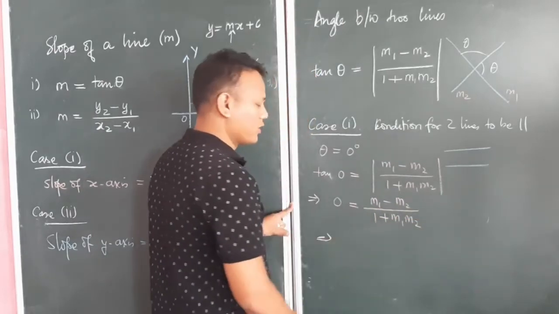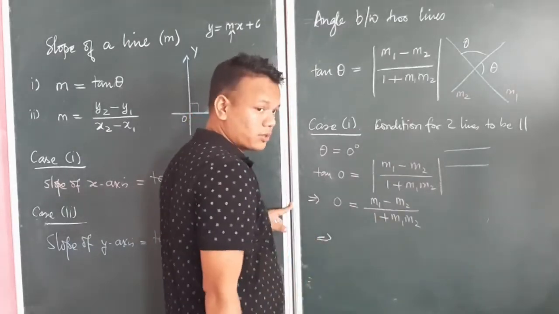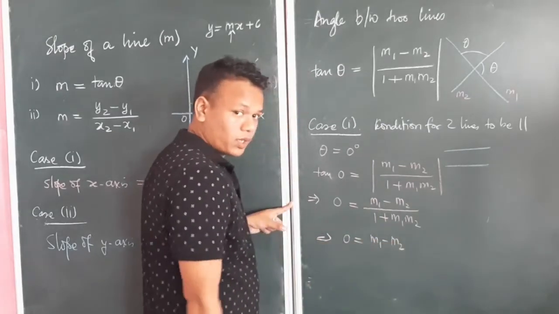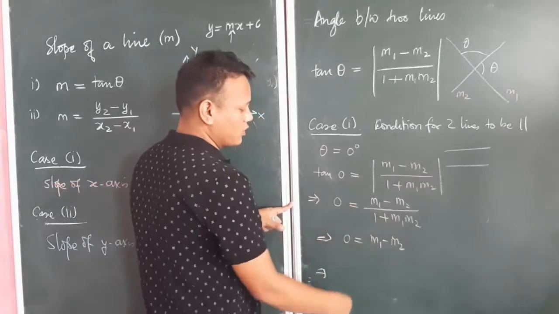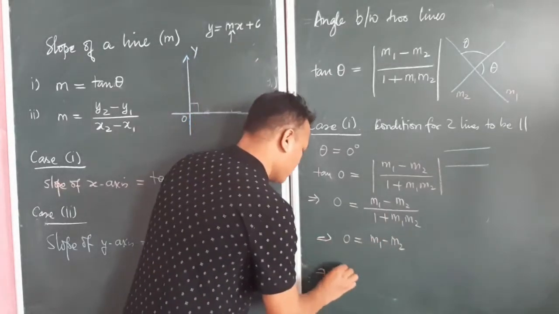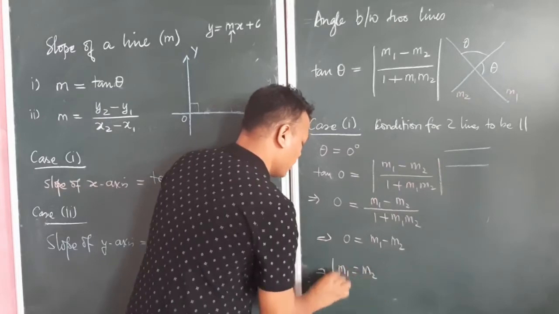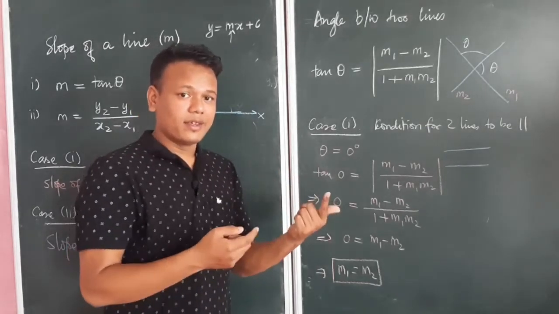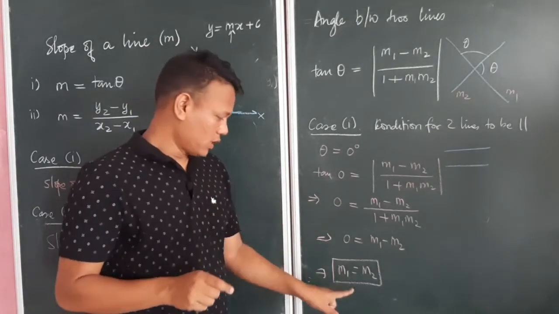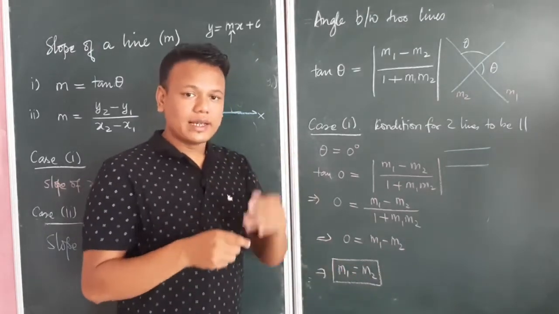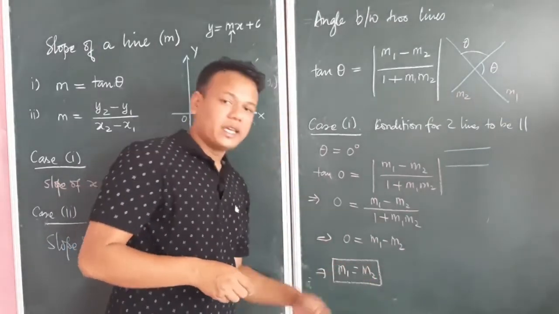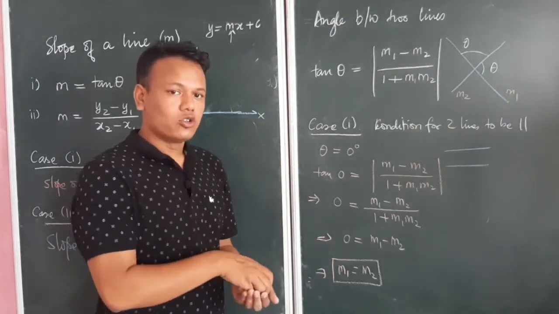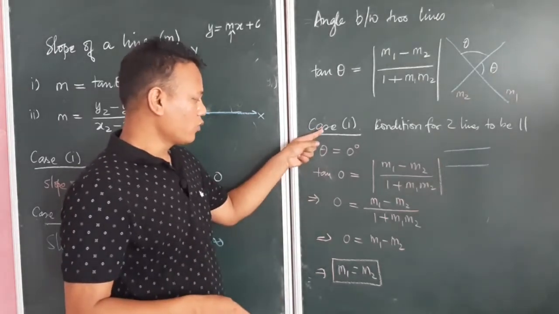Now let's do the cross multiplication here. 0 into this becomes how much? This is 0 itself, so we have m1 minus m2 equals 0. If I take m2 to the other side, this becomes m1 equals m2. So m1 is equal to m2. This is the condition for two lines to be parallel. That means if two different straight lines have the same slopes, m1 and m2, then those two lines will be parallel to each other. So case 1 is clear to you, right?